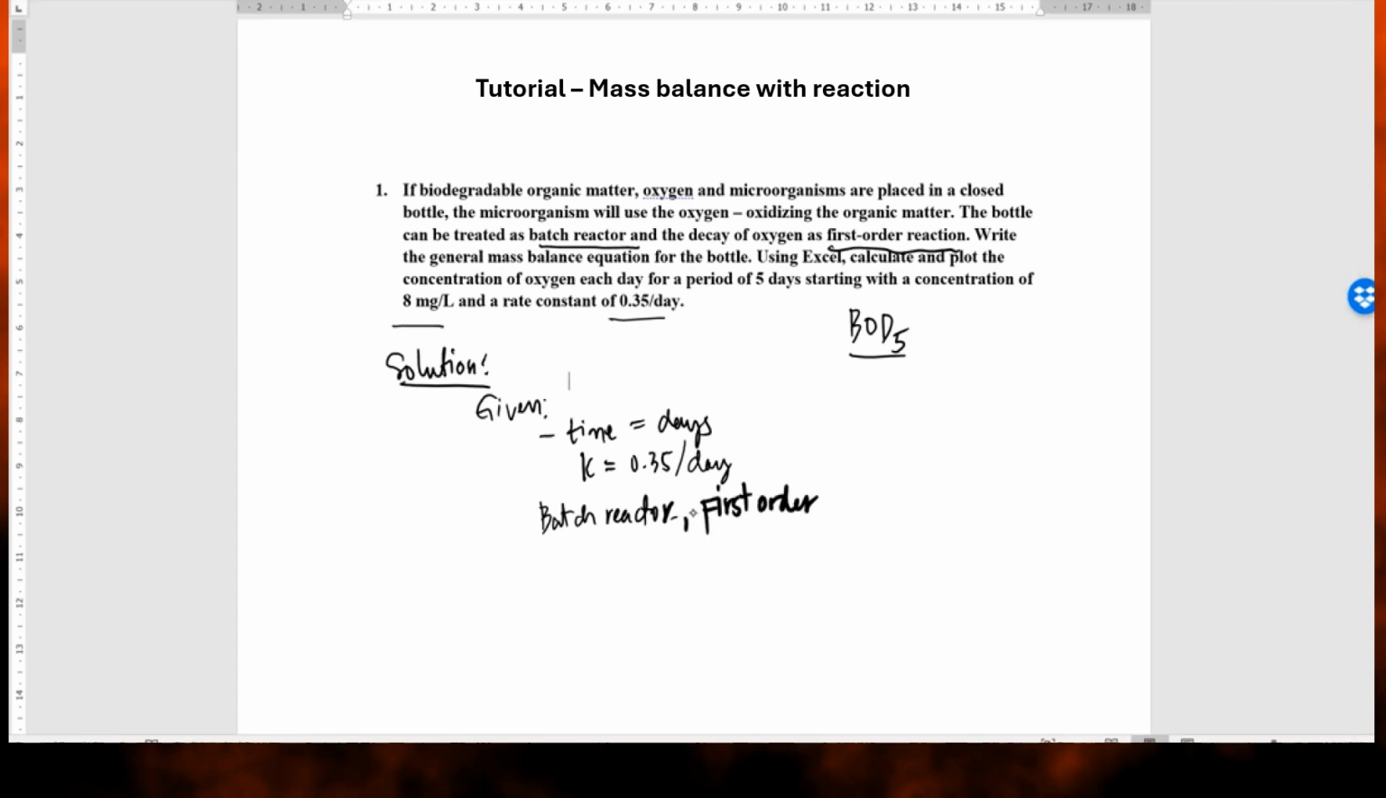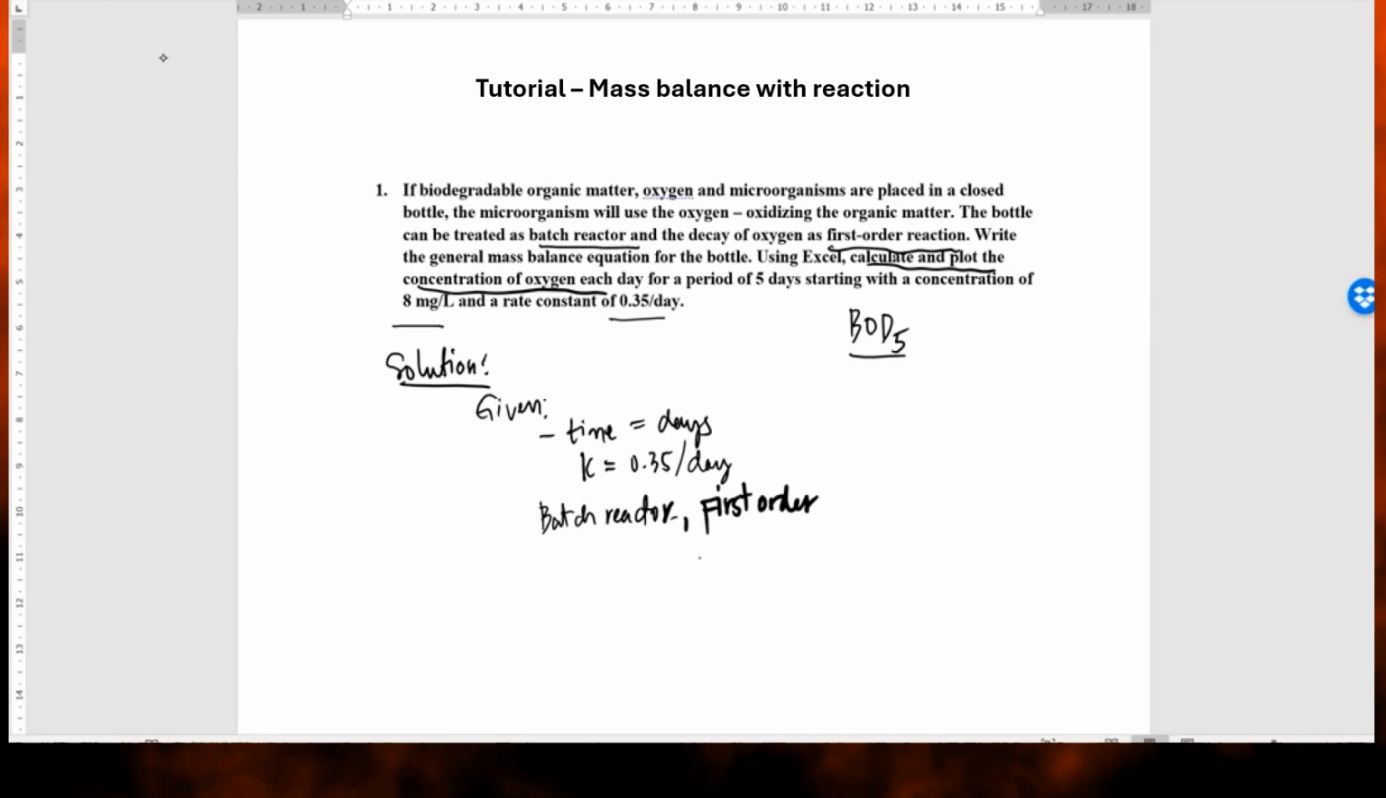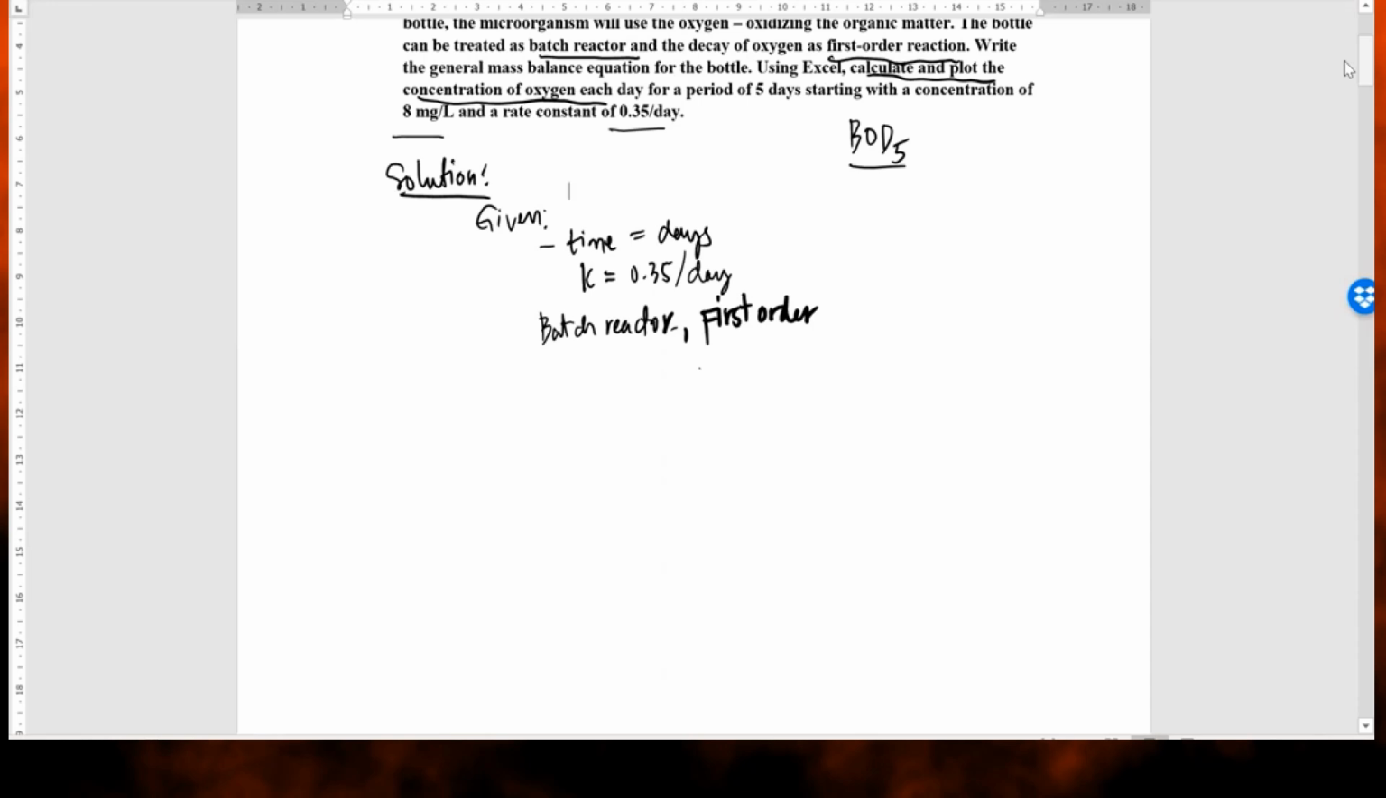So the question for this one is basically: write the general mass balance, then calculate and plot the concentration of oxygen each day. That is the question for us now. So what do we do from here? From this example, we can say that for a batch reactor, we have first order.